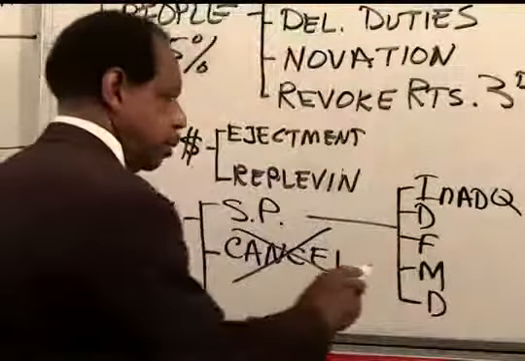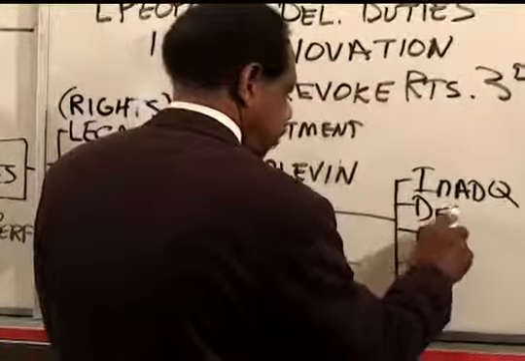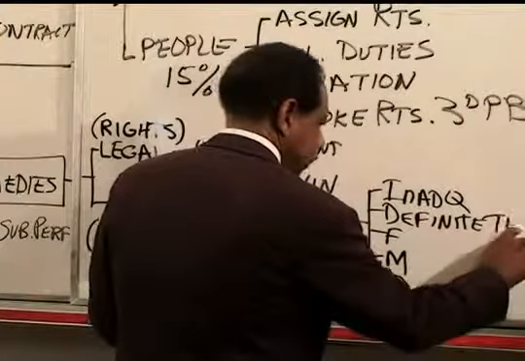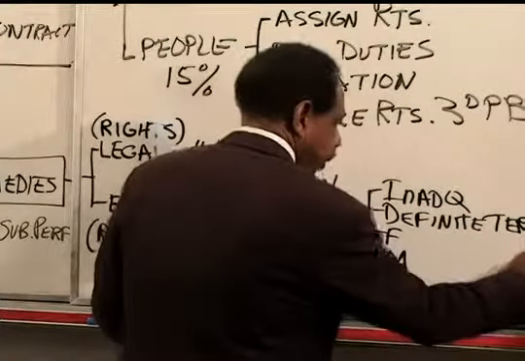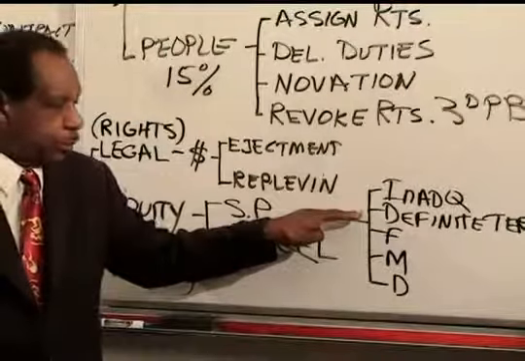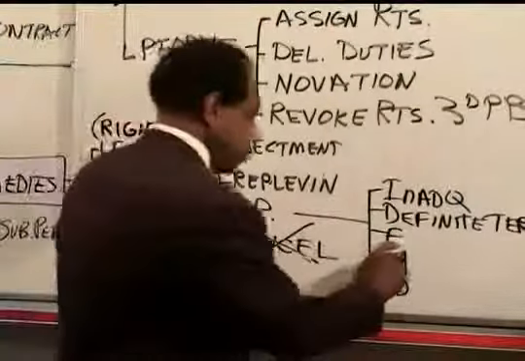The D is for definite contract terms. That is, the equity courts are not going to force somebody to do something unless it's very clear what it is they're supposed to do. Feasible to enforce.